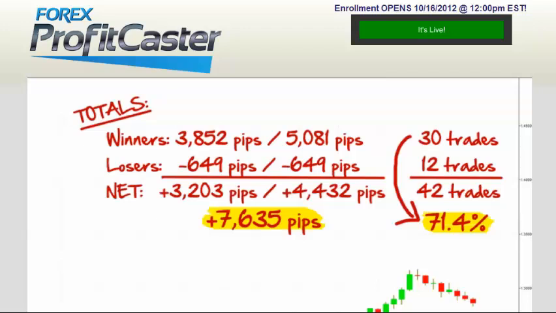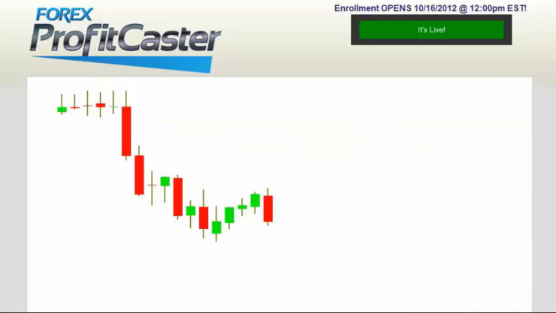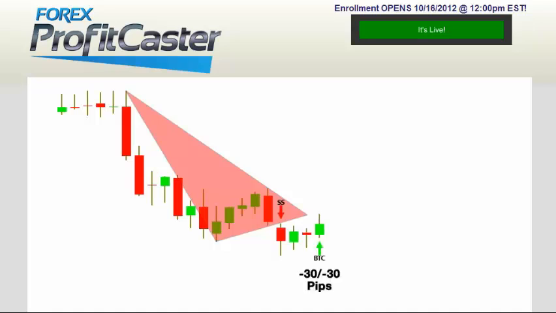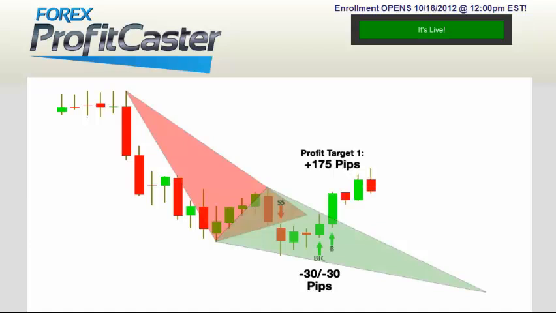Either way, over time, I'm confident that you'll have a solid edge using the Forex ProfitCaster approach because it's designed to protect you at all times. If a trade goes against you, then you get out quickly, take a small loss, and move on to the next trade. On the other hand, when a trade moves in your favor, you scale out in 2 steps, which lets you squeeze as much profit potential out of a move as possible.